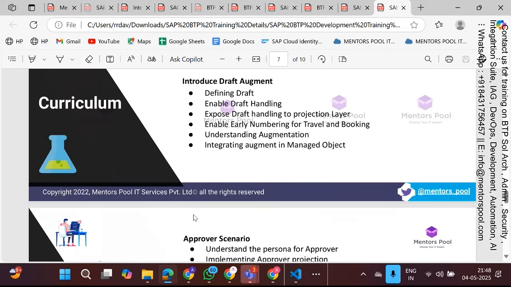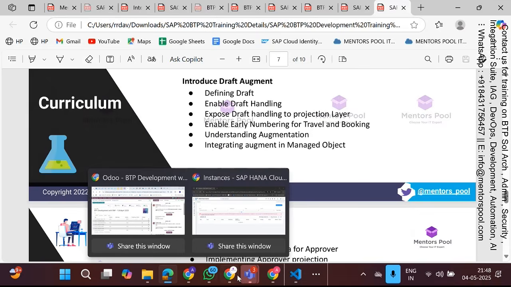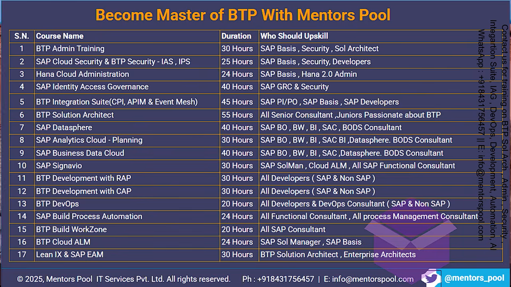Okay, thank you. And in each training, BTP basics will be taught, right? Admin, a lot of basics will be taught. IAG, a lot of basics will be taught. Security, a lot of basics will be taught. Integration suite, solution architect, in all 3 a lot of basics will be taught. But in development and others, we will not do that many basics. If you want to do that, you have to enroll for the basic course, which is about 10-12 hours approximately.